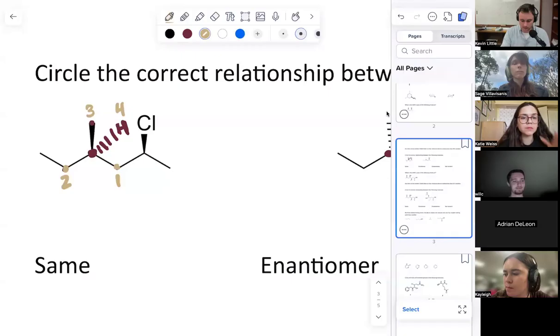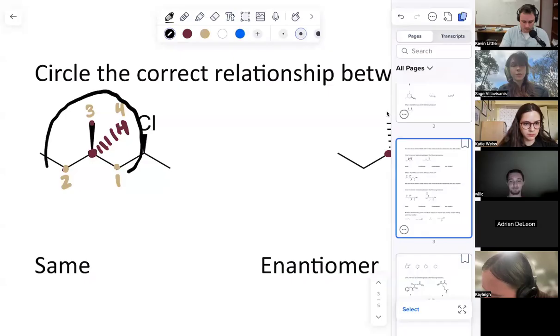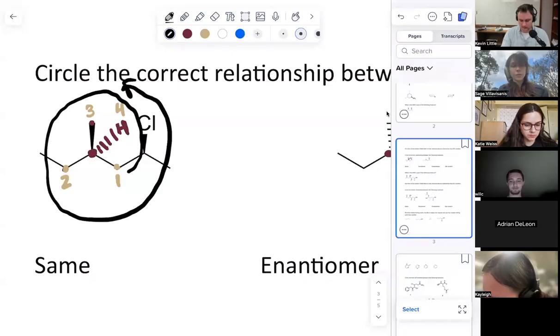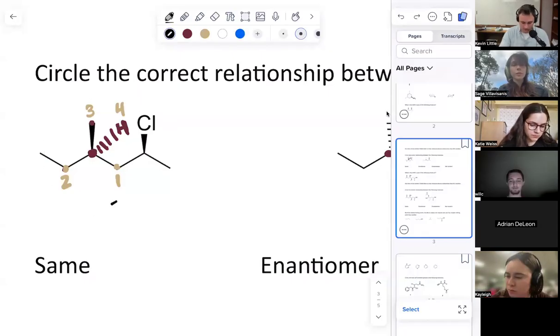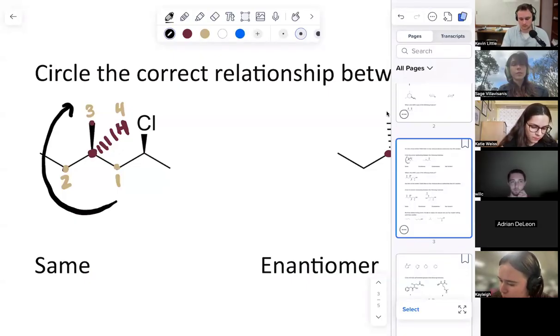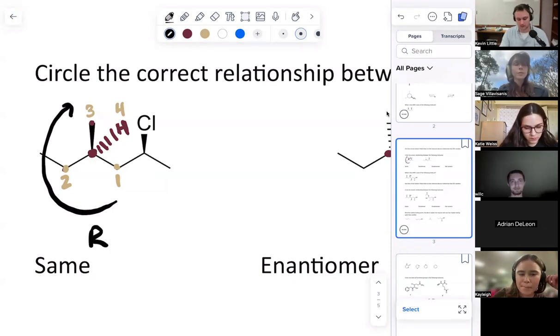All right. So since my lowest priority is already on a dash, I have to figure out my R and S configuration. So I'm going to draw the shortest possible semicircle from 1 to 2 to 3. If I went this direction, I'd have to do a whole circle and a half to get 1 to 2 to 3. Or if I go this direction, it's like 2/3 of a circle. So that's clockwise. That gives me an R configuration for that chiral center.